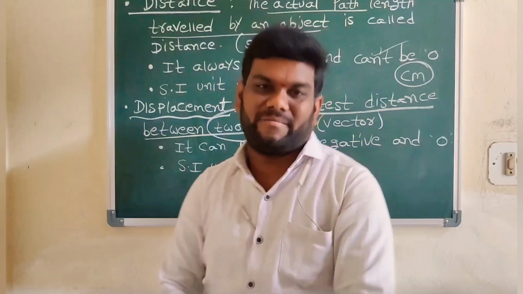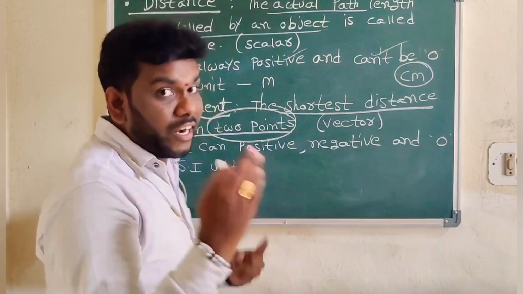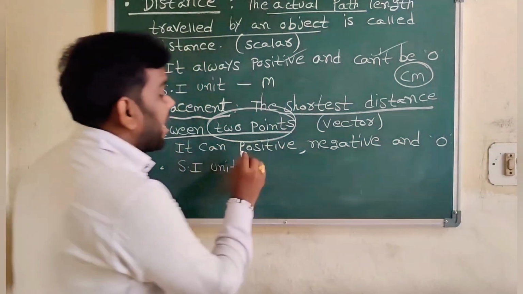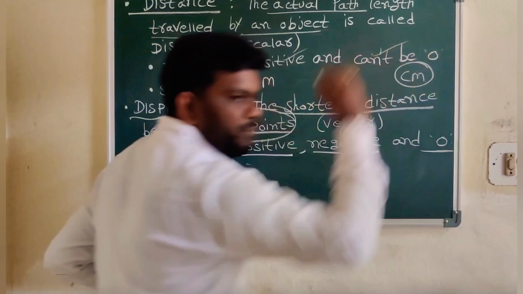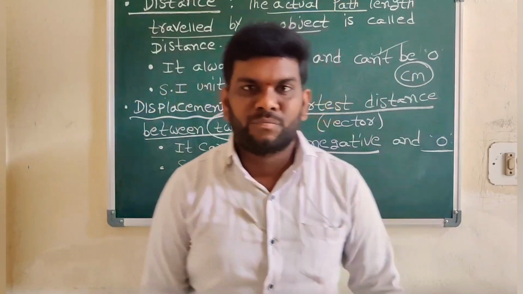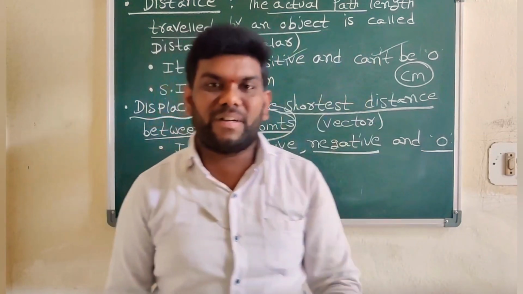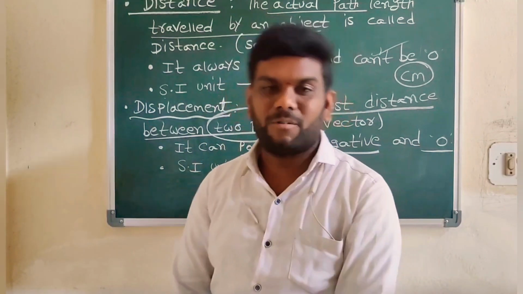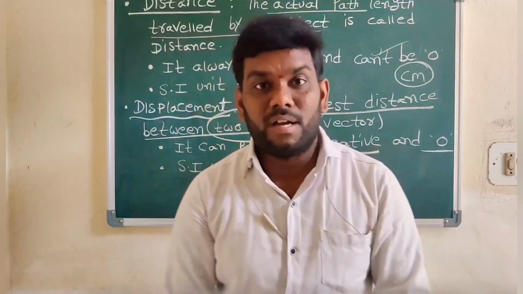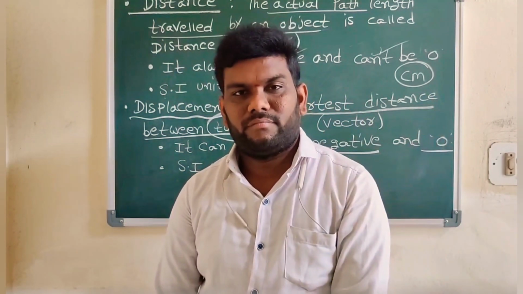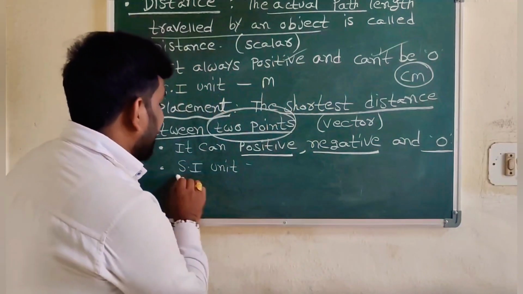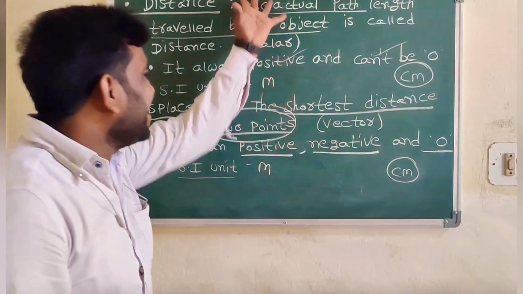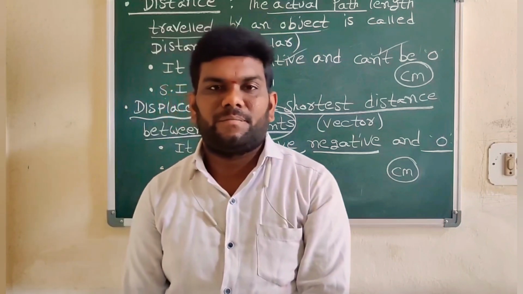Meeru short cut lo vaste, so that is called displacement. Already I told displacement is a vector quantity. So displacement can be positive, negative, zero. Includes zero. Okay students? Displacement zero eppudu avutundante nuvvu ekkadaithe start ayyavo tirigi malli ekkadike vaste, that is called displacement zero. Negative undachu, positive undachu, zero undachu. But distance is always positive. That is the difference. And next, the SI unit is also meter and the CGS unit also centimeter. It is the difference between distance and displacement.